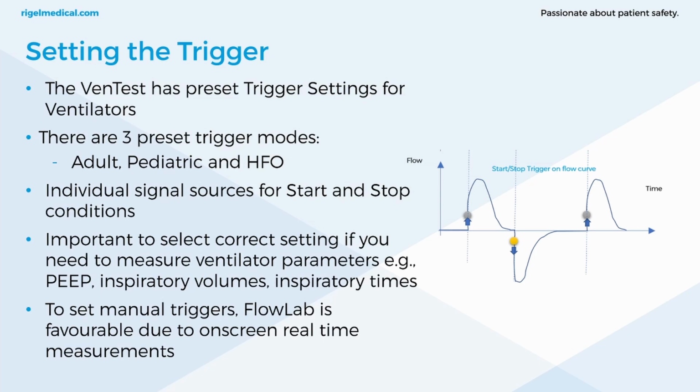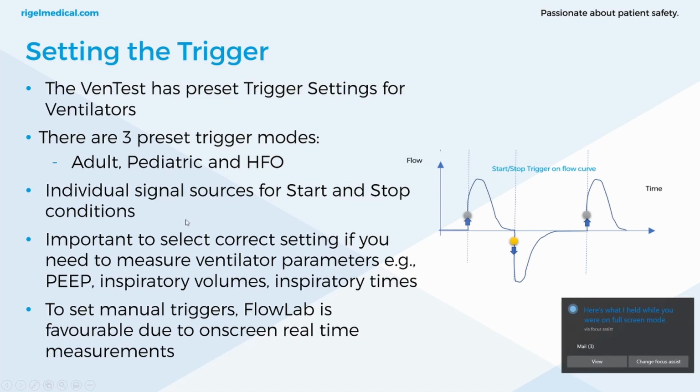Okay, so setting the trigger on the vent test. And we know that the trigger must be set above the baseline for the noise. Now we need to set the settings in the ventilator analyzer, but it has preset settings, which will cover most of your ventilator testing needs. There are 3 preset trigger modes: adult, pediatric, and high frequency oscillation. Individual signal sources for start and stop conditions. You can have an external trigger.